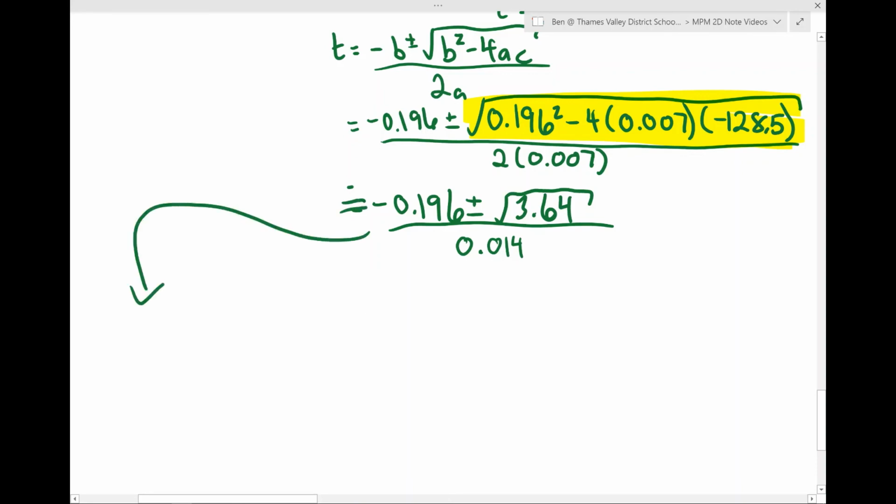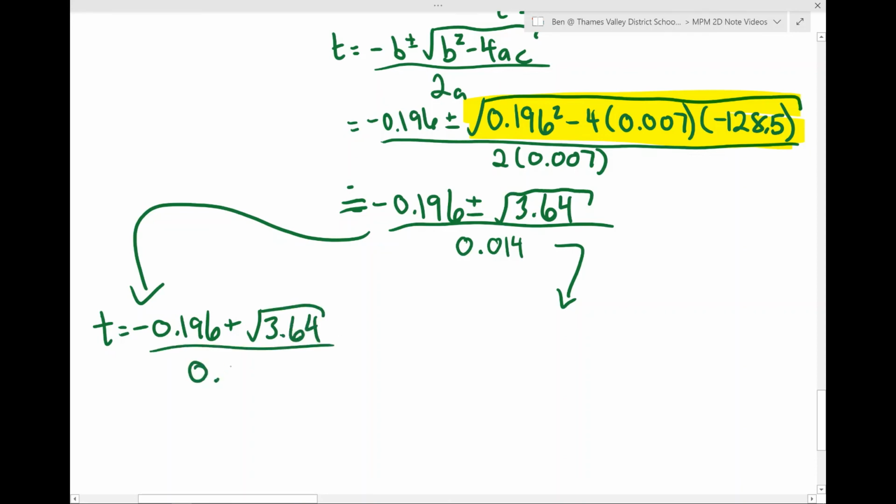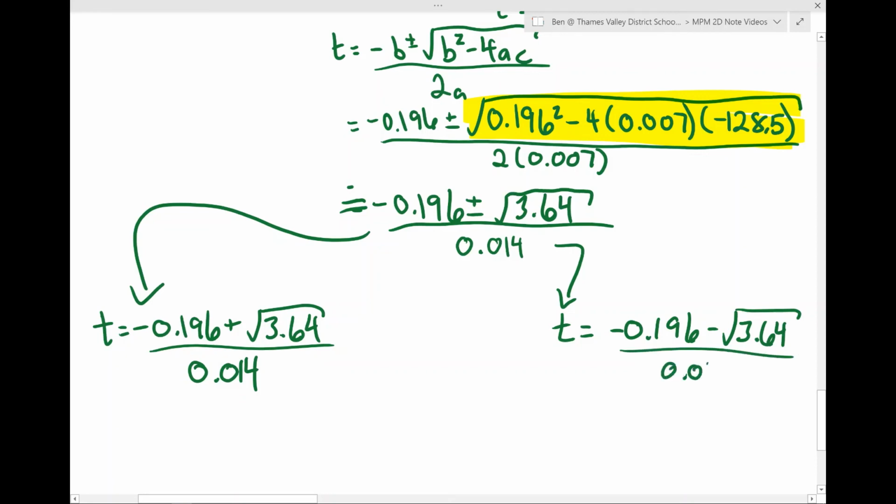Now from here, we're given 2 solutions, right? So our first solution, t equals negative 0.196 plus the square root of 3.64, all divided by 0.014. And our second solution will be t equals negative 0.196 minus the square root of 3.64, again, all divided by 0.014. So we'll plug these into our calculator.